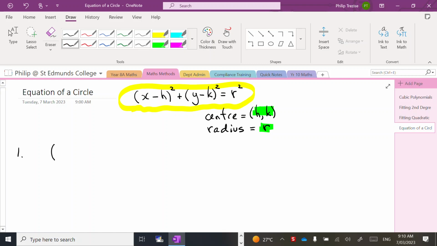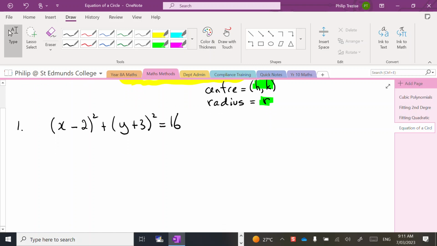We might be given something like this: (x − 2) squared plus (y + 3) squared equals 16, and our job is to state the centre and then the radius and then do a small sketch.